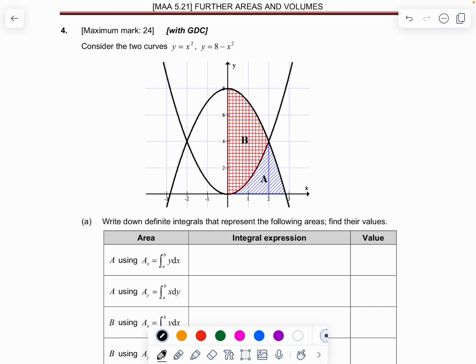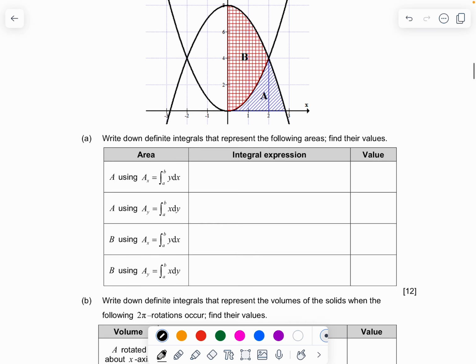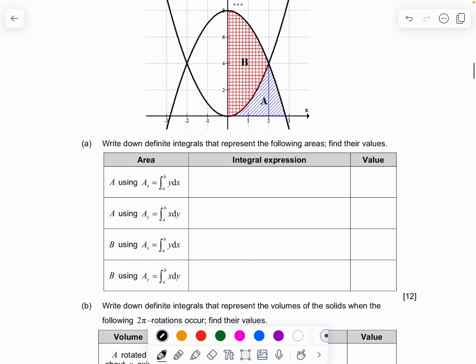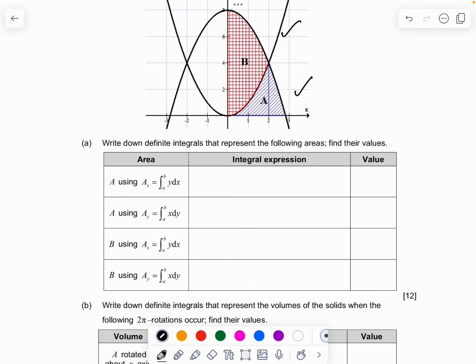Now two curves are given. He is asking us to find the area for A. Area for A, upper curve minus lower curve. Every time remember, upper curve minus lower curve. That will be the easiest way to find the area. Upper curve is x square, lower curve is 8 minus x square. And the point of intersection is 2, and this point of intersection is 2 root 2. And this one is minus 2 root 2.